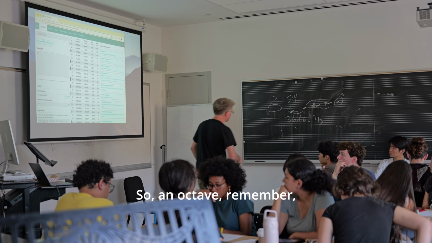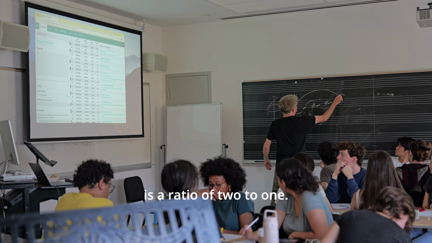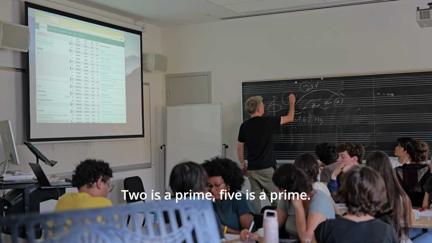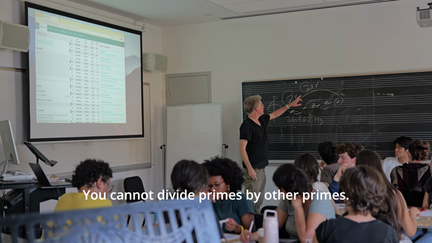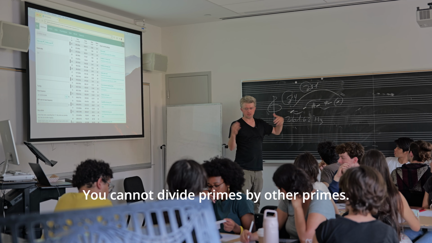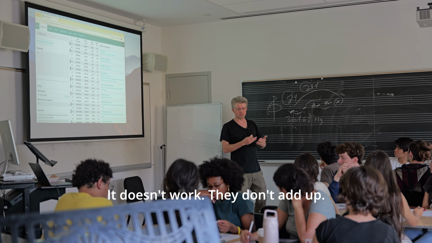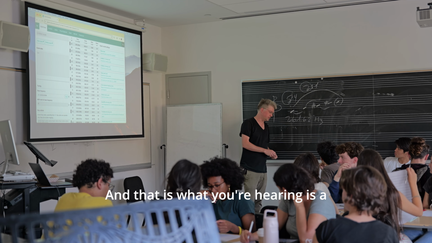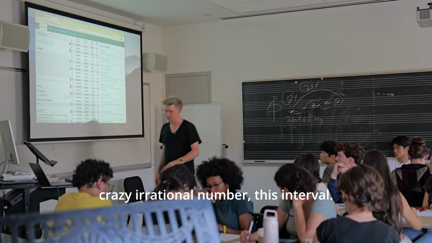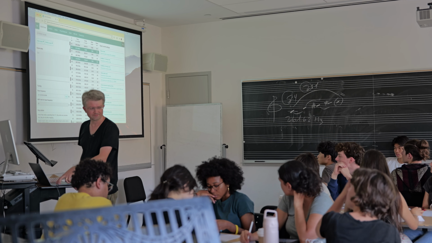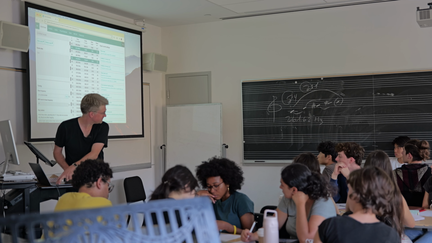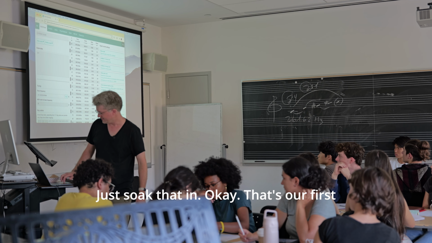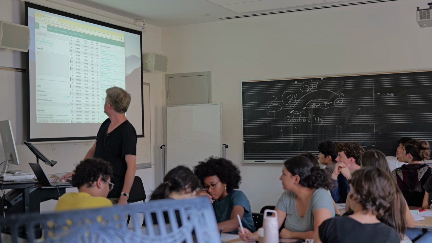So an octave, remember, is a ratio of 2 to 1. 2 is a prime, 5 is a prime. You cannot divide primes by other primes. It doesn't work. They don't add up. You get crazy irrational numbers. And that is what you're hearing, a crazy irrational number, this interval. Just soak that in. Okay, that's a first orchestra rehearsal.